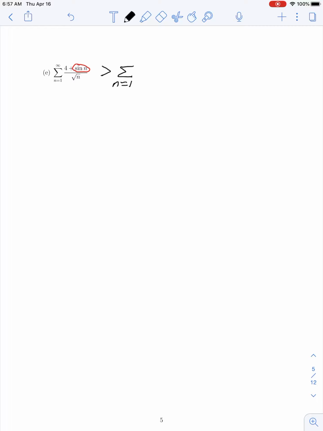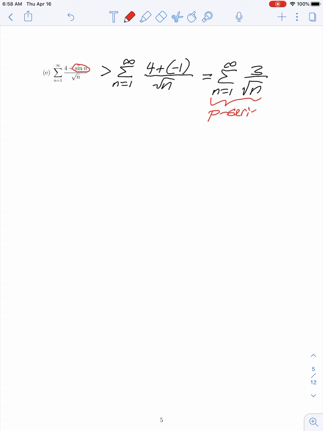So here we could look at the sum from 1 to infinity of 4 plus the smallest value that sine of n can ever be, which is -1. We know sine of n oscillates between 1 and -1. So to get the smallest value, we would take its minimum value of -1 over root n. Or of course, this is the same as the sum from 1 to infinity of 3 over the square root of n, which is a p-series. Here the power of p is 1/2, since we're talking about the square root of n.